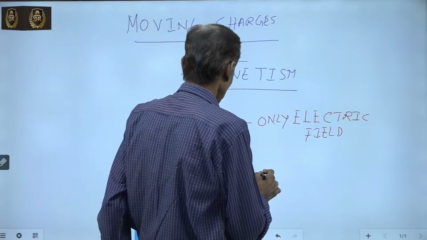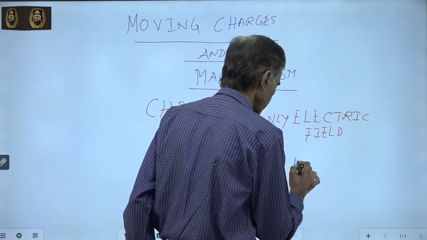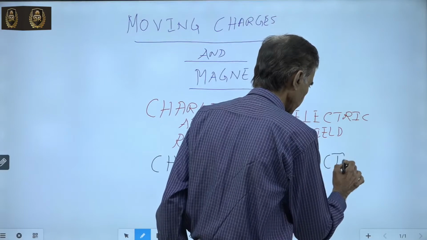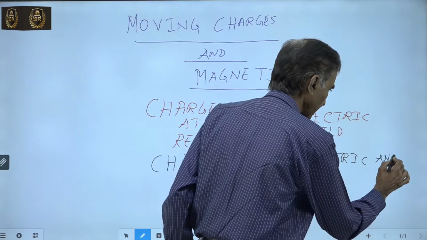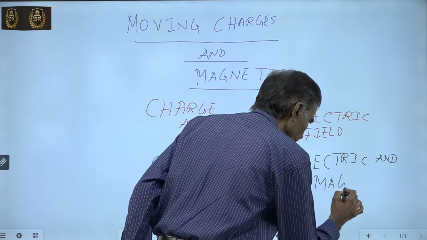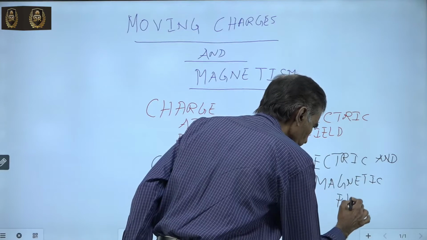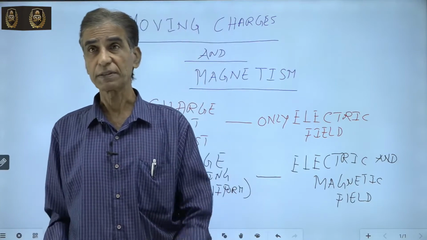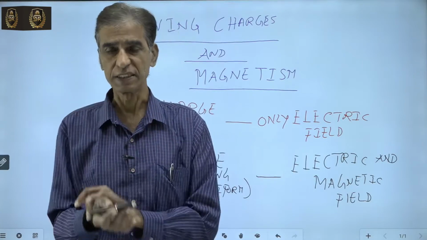Therefore, a charge in uniform motion produces electric and magnetic fields, both. So when a charge is in motion, it produces both electric and magnetic fields, right?